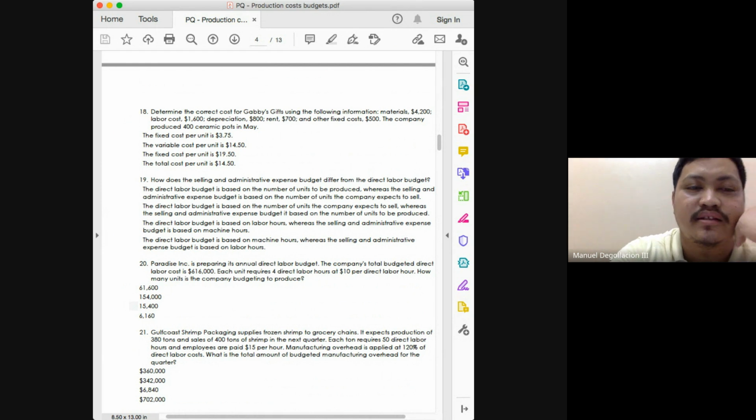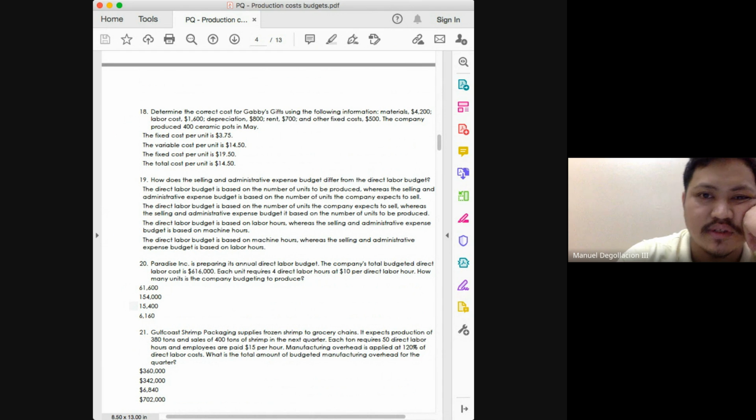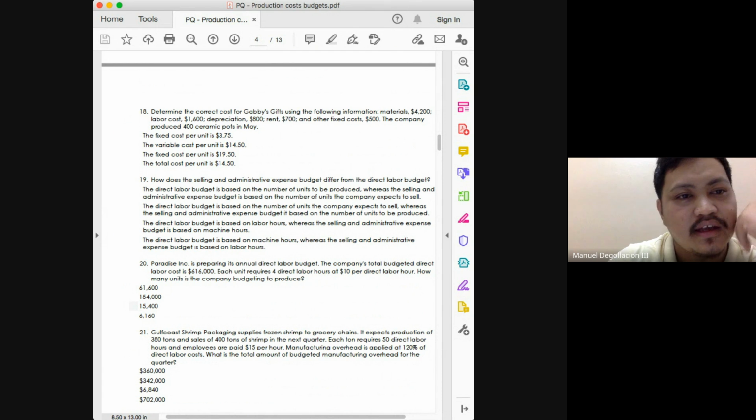Okay, we're not only asked to solve for one. Let's see. Fixed cost. Materials obviously would typically be variable cost. Labor cost also would be variable. Depreciation again is fixed. Rent would be fixed. Another fixed cost is obviously fixed. Okay.